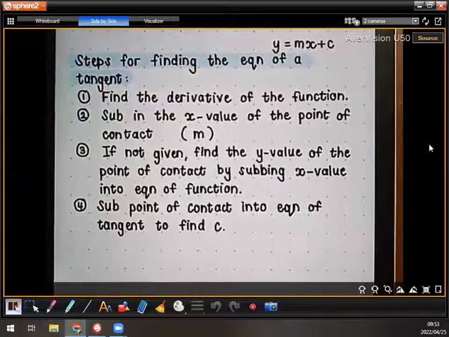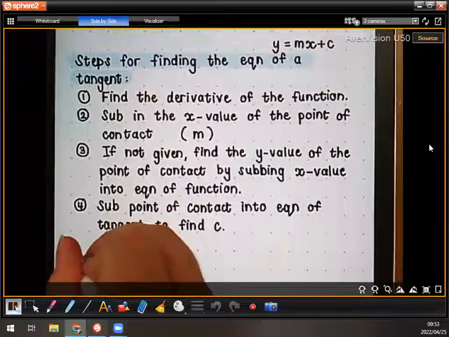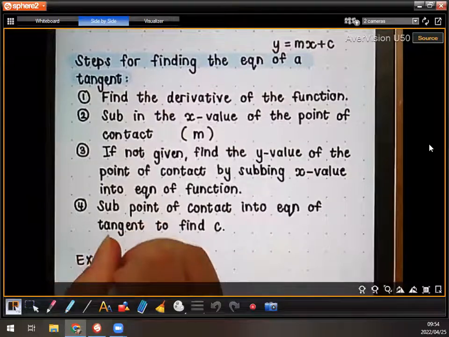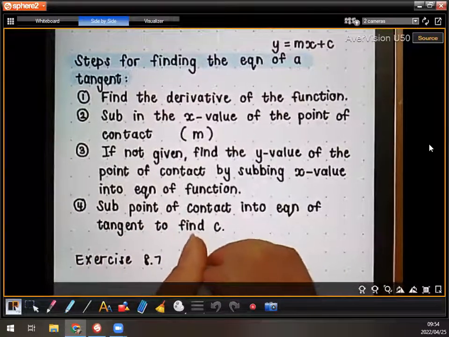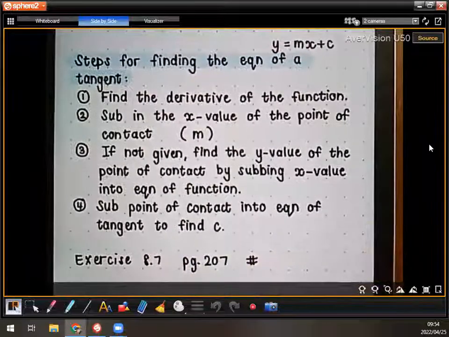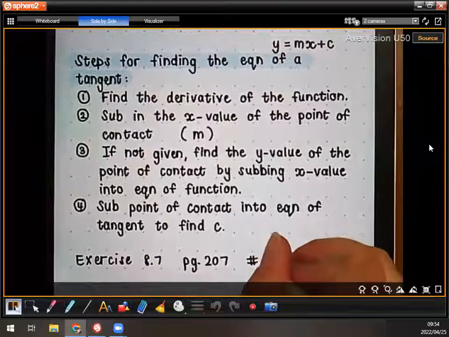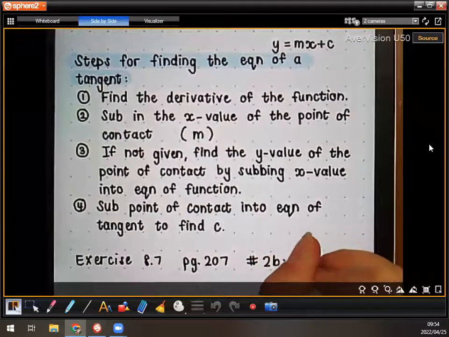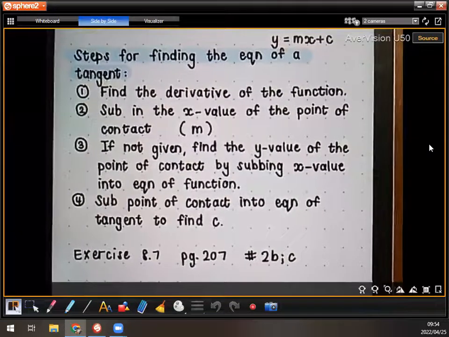You're just going to practice a few of these on your own for homework. So exercise 8.7, and it's just the same method over and over. You're not going to do anything extra. It's on page 207. Just 2, B, and C. All right, so just 2 of these questions. It's not a lot. You can actually even finish it now in 10 minutes if you're there.